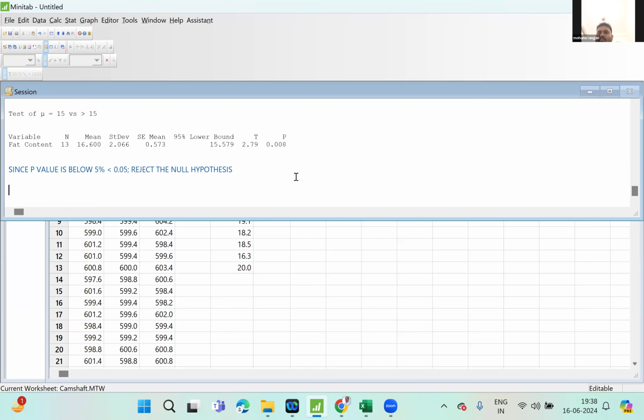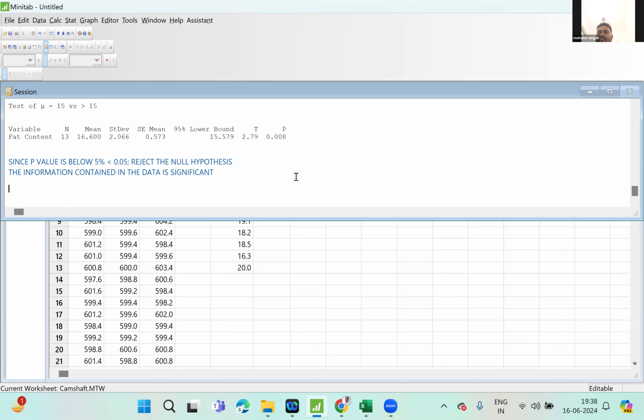If you can reject the null hypothesis, what does it mean? The information contained in the data is significant. Isn't it? If something is significant, you can believe in it. You can now believe your data and make a decision. Now, since you can believe the data, I want you to look at the average now.